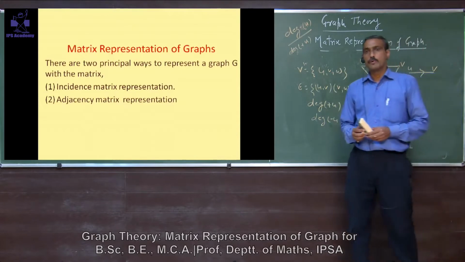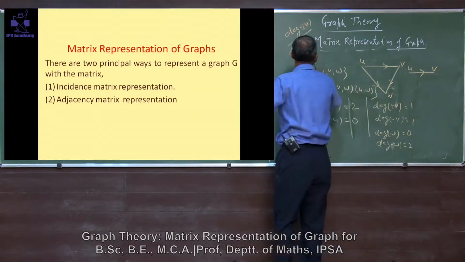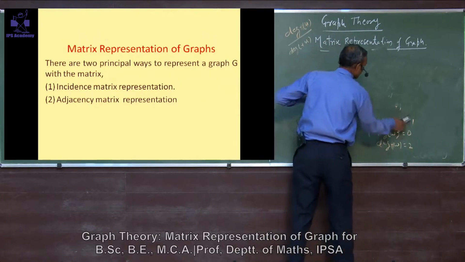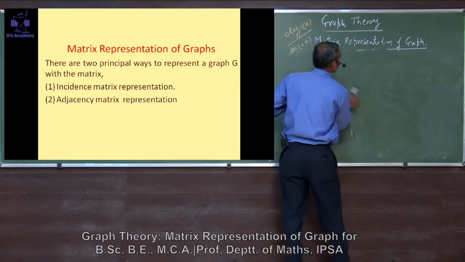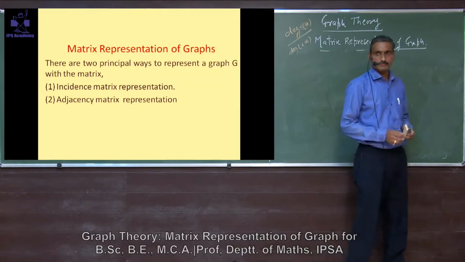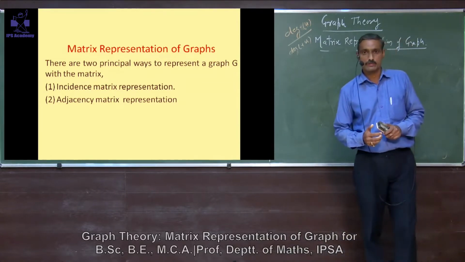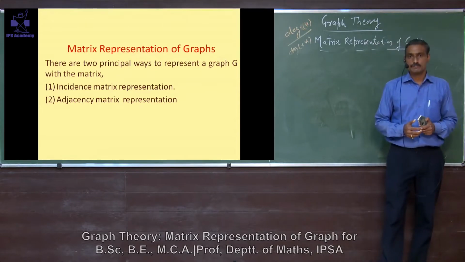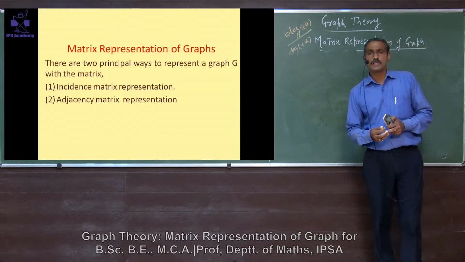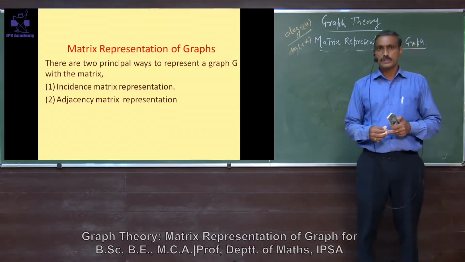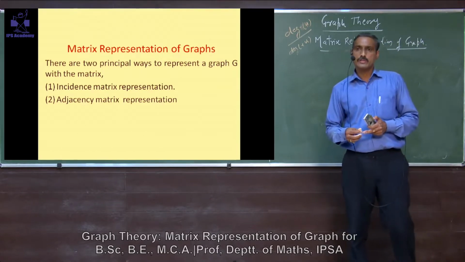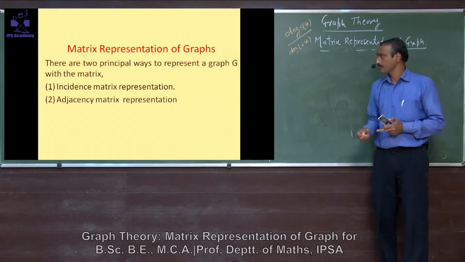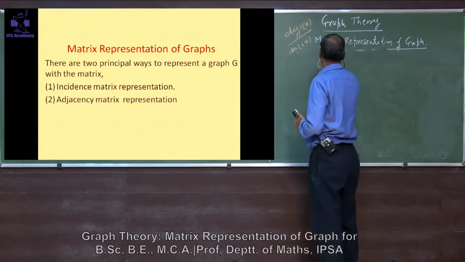Now, the very important concept here is the matrix representation of a graph. How we can define a graph in matrix form. This is a very important concept when we solve practical problems based on graphs. So there are two principal ways to represent a graph G with a matrix. First is the incidence matrix representation and second is the adjacency matrix representation. So we have two types of representation.